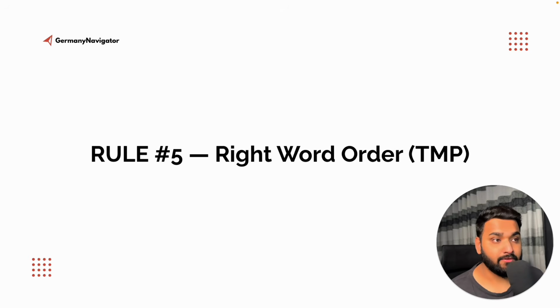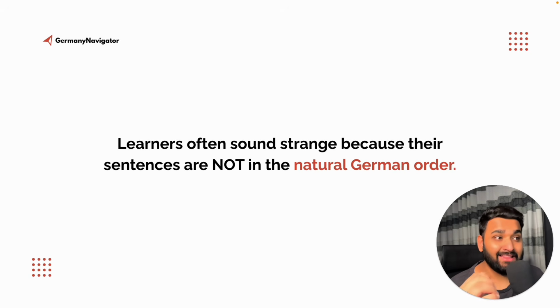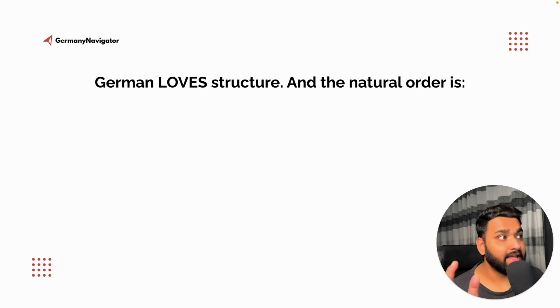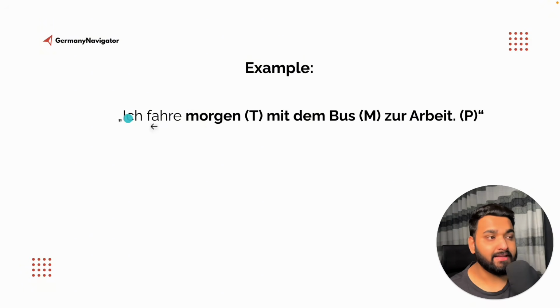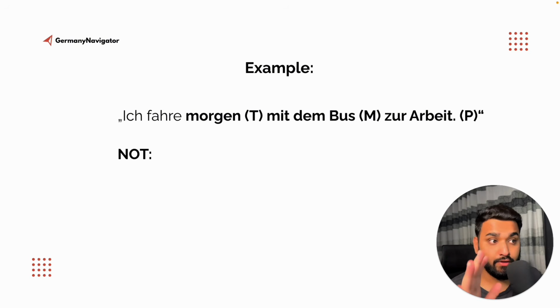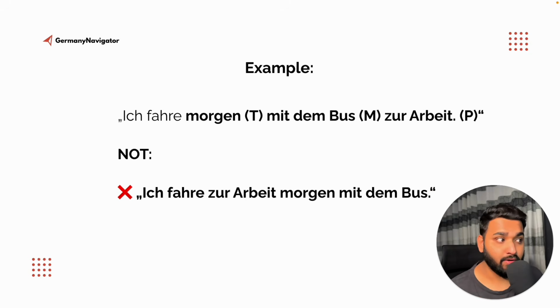Now let's talk about the fifth rule, which is always misused: the right word order, TMP. Learners often sound strange because their sentences are not in the natural German order. German loves structure, and the natural order is time, then manner, then place. Wann, wie, wo. So: Ich fahre morgen, morgen is the time, then mit dem Bus is the manner, then zur Arbeit is the place. Time, manner, place. Not: Ich fahre zur Arbeit morgen mit dem Bus.